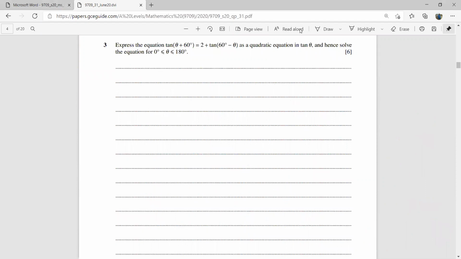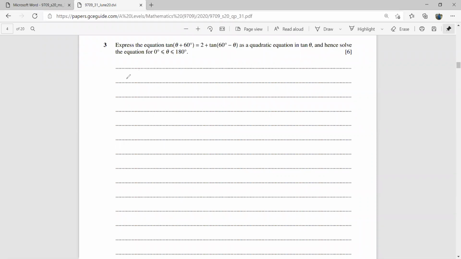Again, you should have your formula booklet with you while attempting these past paper questions. Even if you're solving a question from your textbook, you need to have your formula booklet with you. Now you would be needing the formula for tan alpha plus beta, and then tan alpha minus beta, and then the exact value of tan 60 is required to solve this question correctly.